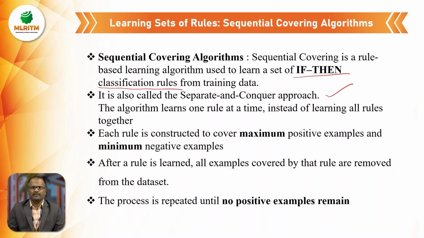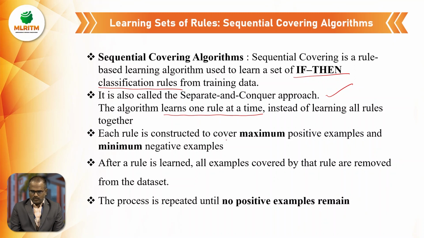Why do we call it the separate and conquer approach? It will divide the data set into positive examples and negative examples. That's why it is called the separate and conquer approach. The algorithm learns one rule at a time. By understanding the data, it will learn only one rule at a time. After learning that rule, whatever examples are covered by that rule are removed from that data set.